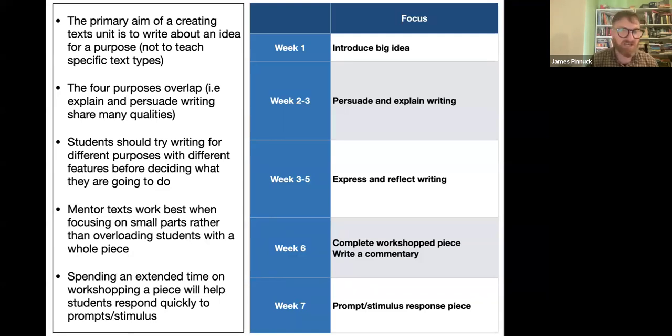Mentor texts are also most effective when you look at small sections of them. And later on, I'm going to show you some examples of how our textbook allows you to look at small sections of mentor text, like openings, bodies, and closings, and pick out what's happening in those sections and get kids to have a go writing, doing some short writing using some of those features.